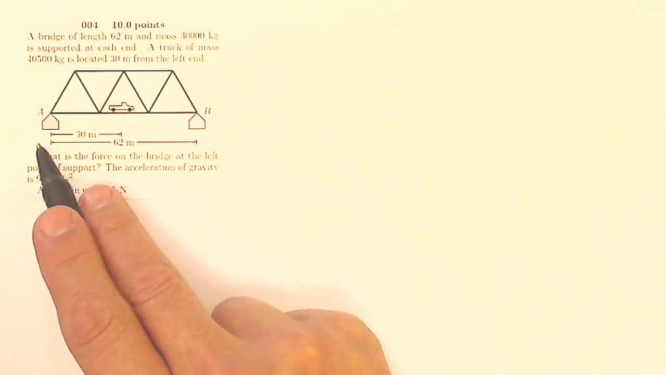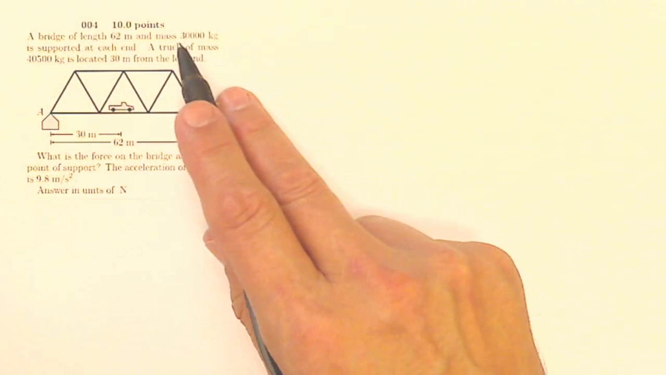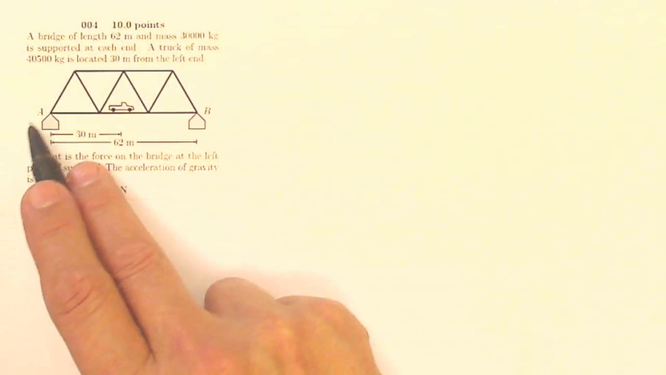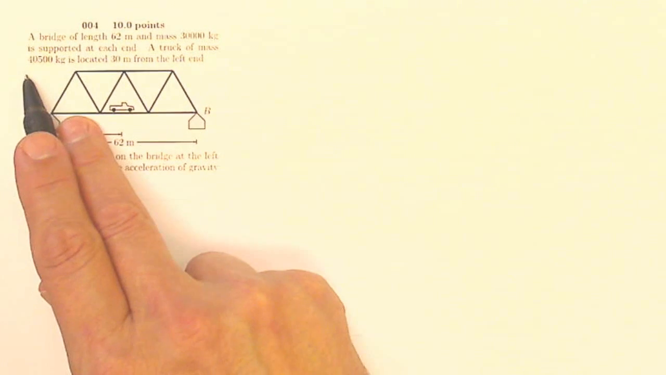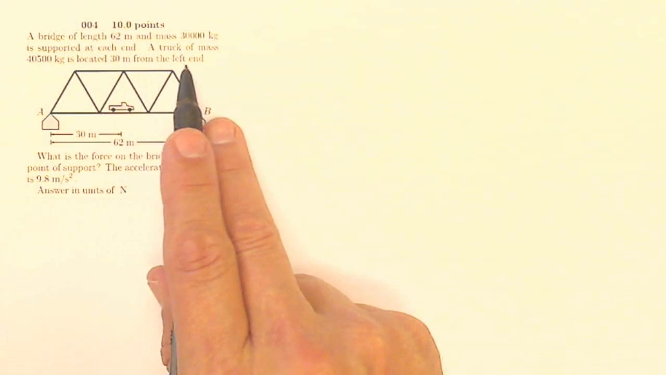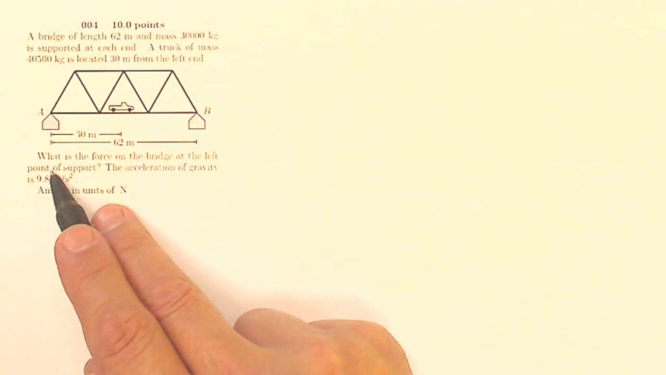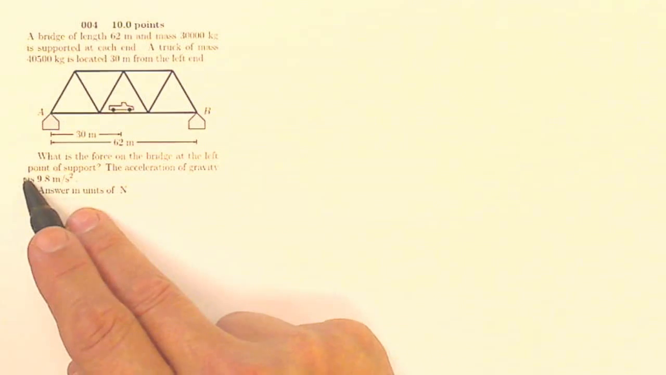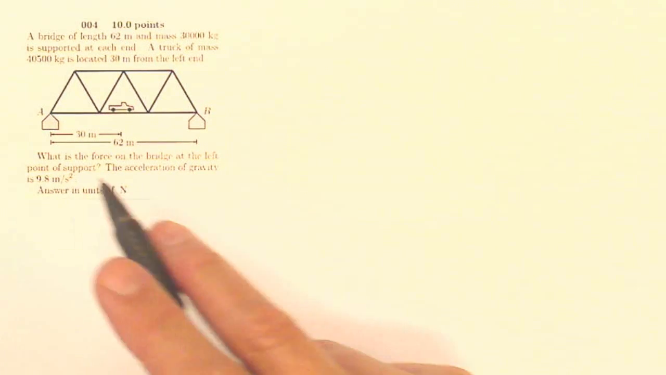A bridge of length 62 meters and a mass of 30,000 kilograms is supported at each end. A truck of mass 40,500 kilograms is located 30 meters from the left end. What is the force on the bridge at the left point of support? The acceleration of gravity is 9.8.